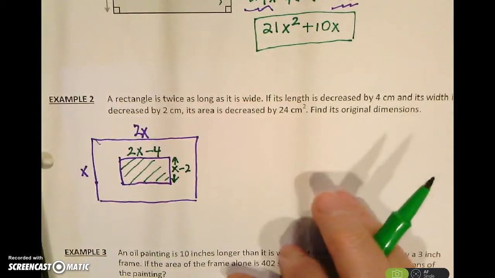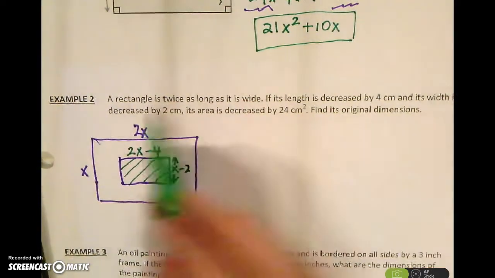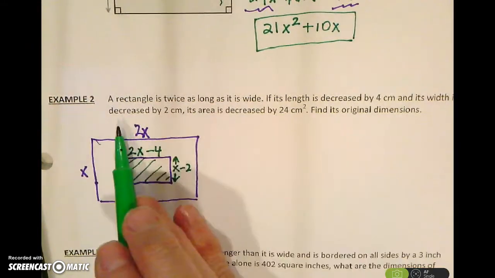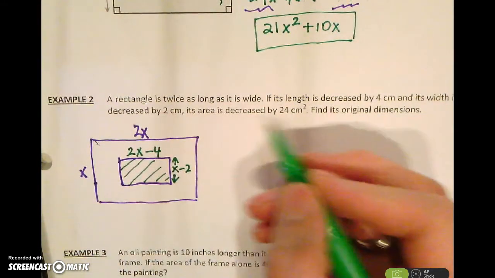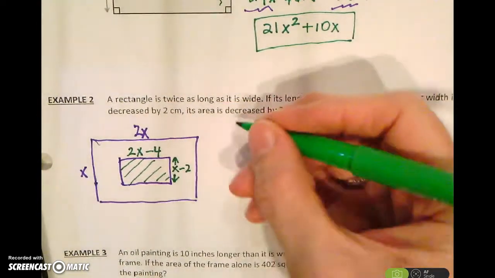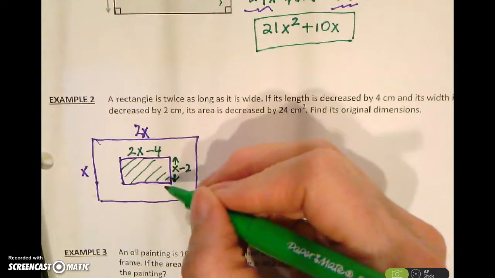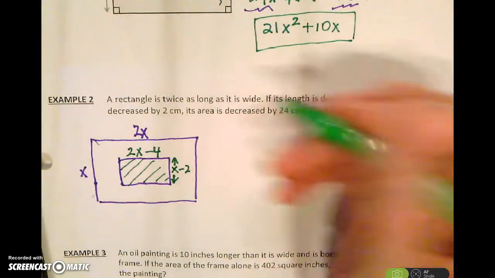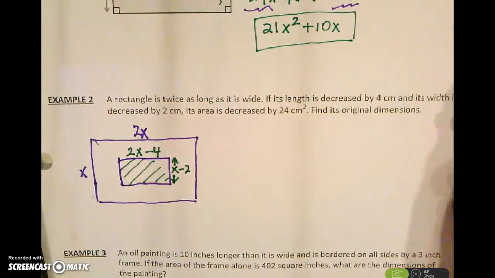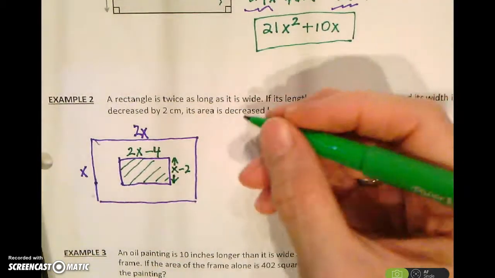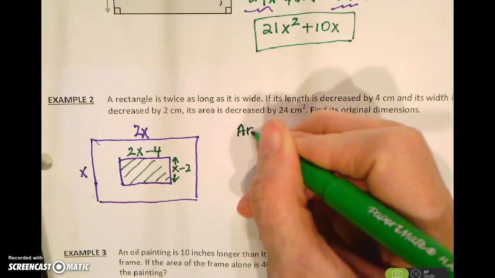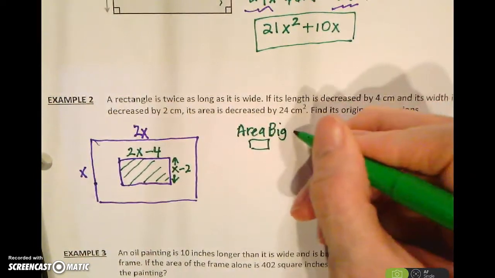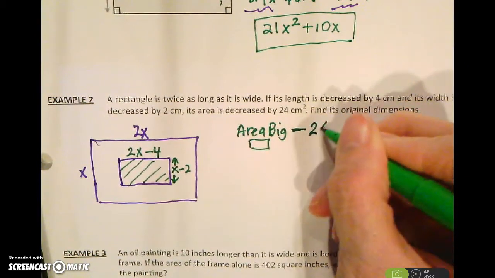All right, then we want to set up an equation. And you can see in this statement here, it says if its length is decreased by 4 centimeters and its width is decreased by 2 centimeters, its area is decreased by 24. So I'm going to try and set up an equation here. Let's just say it. If we take the big rectangle and find its area, the area of the big rectangle is going to be decreased, so made smaller by 24.